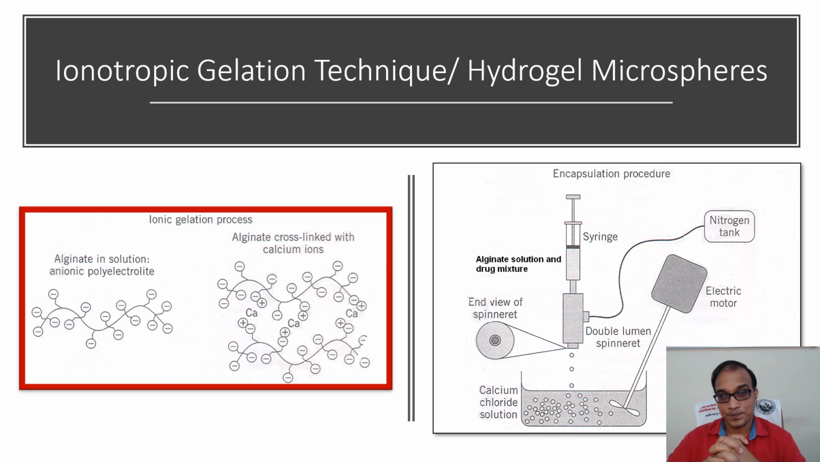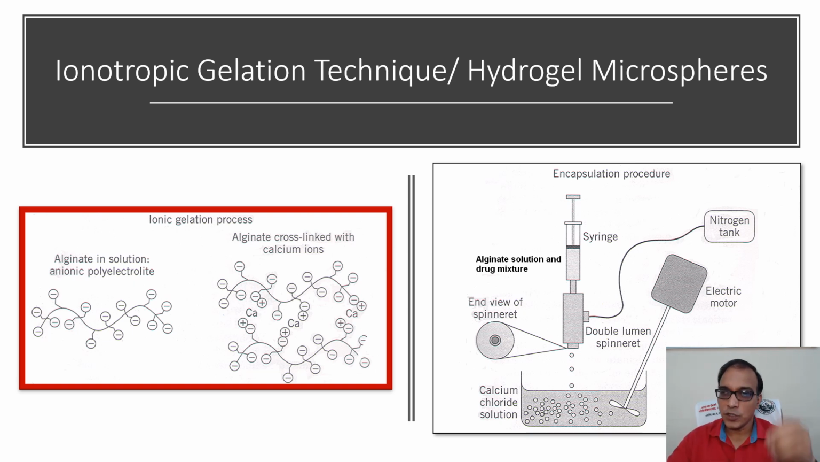Ionotropic gelation technique, also called hydrogel microspheres. Alginate in solutions are anionic polyelectrolytes. This ionic gelation process is the beauty of alginate. Alginate cross-links with calcium ions. When they come in contact with calcium ions, they are cross-linked. Alginates are anionic, and they form the cross-linking with the calcium ions, which are positive ions obviously. So this cross-linking is called the ionotropic gelation technique. This method is called ionotropic gelation, and this is the ionic gelation process.